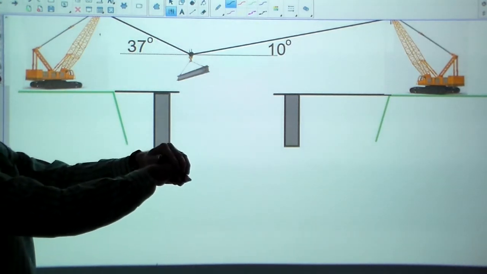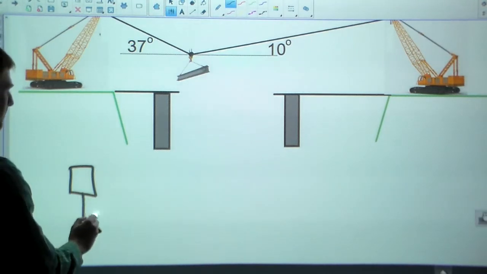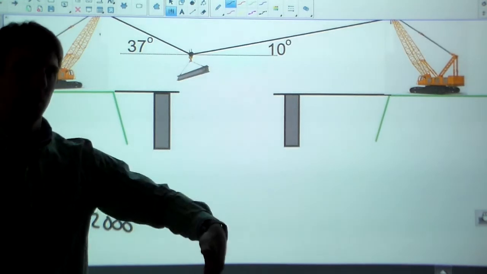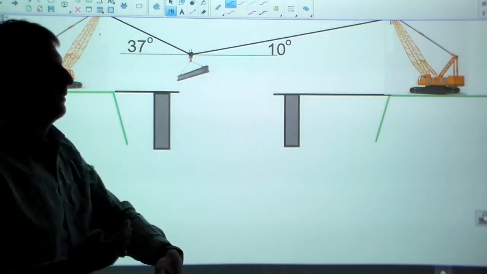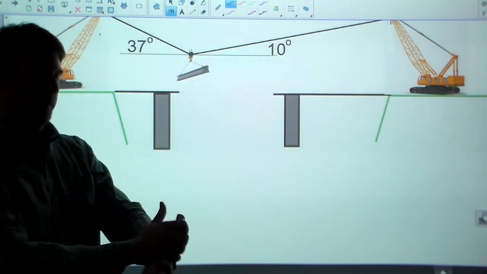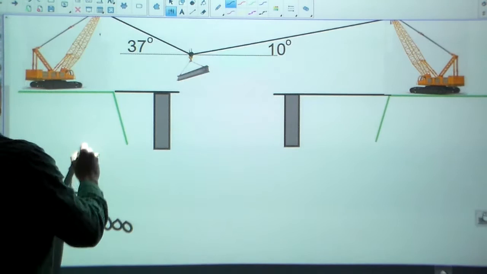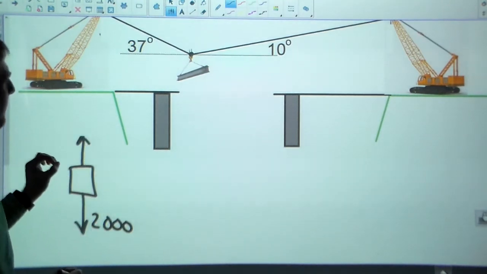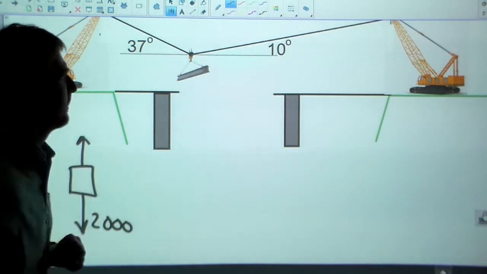So everything's sitting still. This beam weighs 2,000 pounds, so gravity's doing its thing. And we're definitely getting some downward force of 2,000 pounds. Well, let's think about what the cranes have to do to keep that beam from falling. They have to pull up with exactly 2,000 pounds as well. Before I write 2,000 there, I'm going to define that a little better, but I'll come back to it.